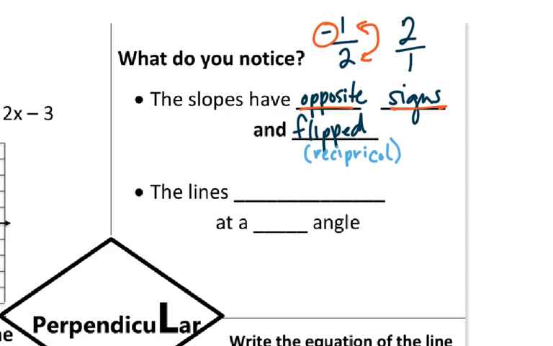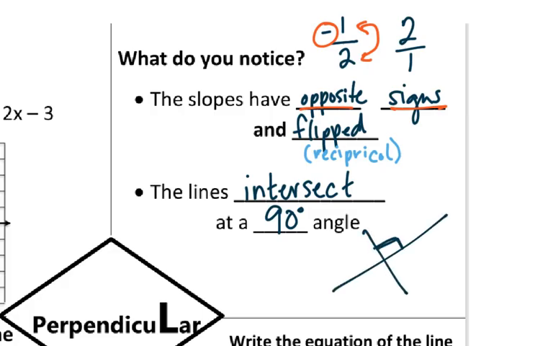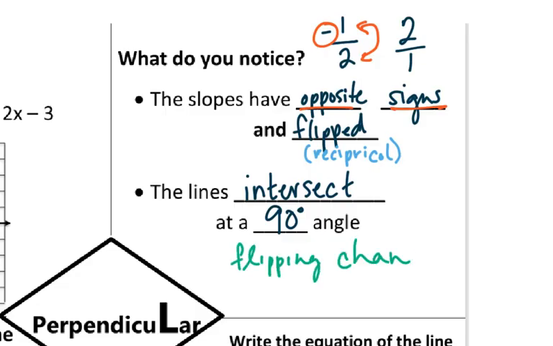Opposite signs. So these lines cross, or the word intersect, to be a little bit fancier. These lines intersect at a 90-degree angle. So when they crossed at a perfect 90-degree angle, that's what it means to be perpendicular. One way to remember this, to be silly, one of the old teachers used to say, perpendicular means that it's a flippin' change. You gotta flip it and you gotta change the sign. Perpendicular is a flippin' change. Flip it and change the sign.